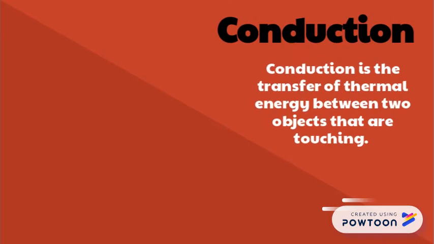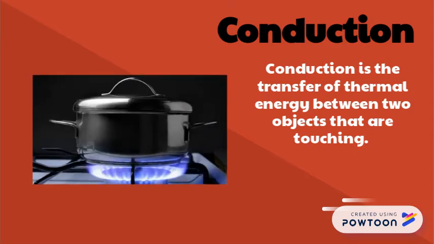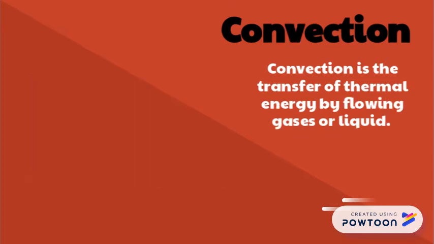So, conduction is the first way that heat can transfer. Conduction is the transfer of thermal energy between two objects that are touching. So if we have a pot of boiling water on a stove, conduction happens when the pot is touching the fire itself on the stove. Those two things are touching and transferring heat.